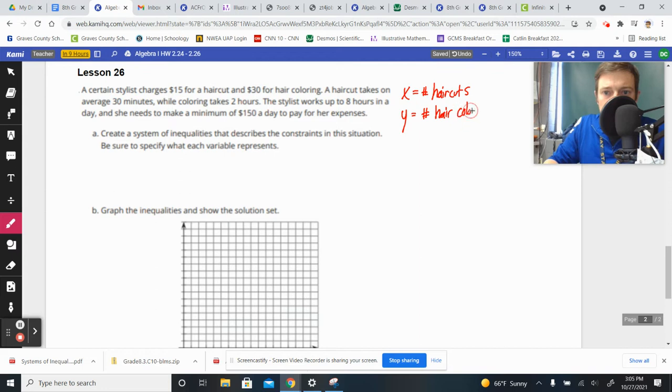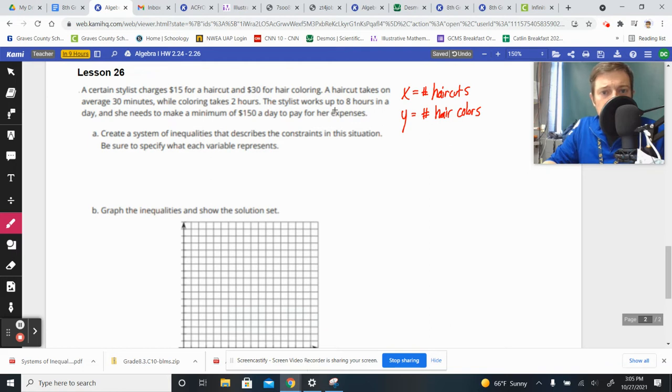Just because they come in doesn't mean they have to get both. Sometimes they get a haircut and a color, sometimes just a haircut, and I guess sometimes they come in and just get colored. So those are representing our variables, things we don't know. And I think everything else is just money and time, so we don't have to have variables for that.